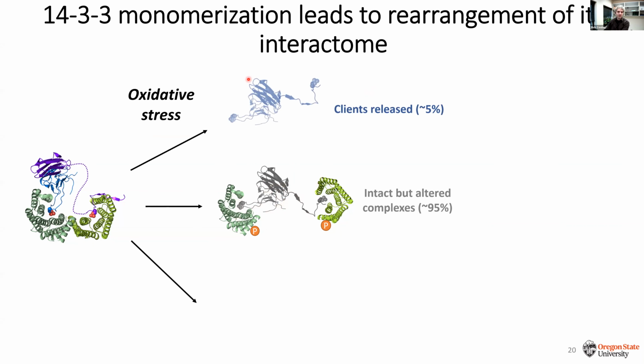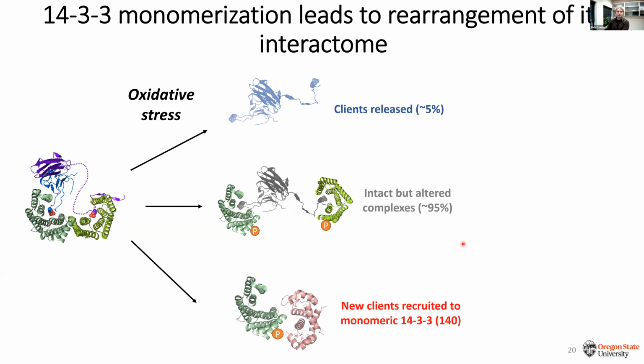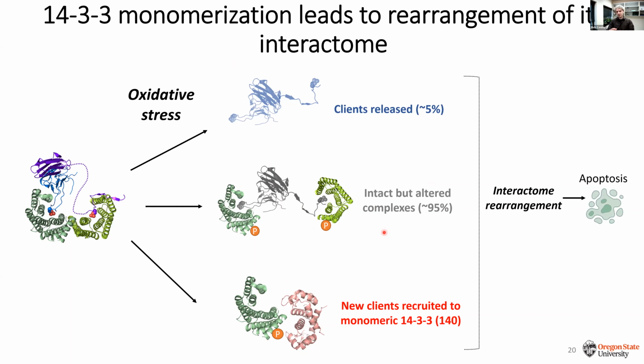But we have about 5% of the clients that do get released, and we can see by the identity of some of these proteins that some are pro-apoptotic proteins, so we can now start to see why monomerization might lead to apoptosis. And we have now a whole slew of proteins that selectively bind to monomeric 14-3-3, and a lot of these are also related to apoptosis and protein degradation. So we're trying to figure out how these changes in the interactome ultimately lead to apoptosis. Like I said, we think it's this rearrangement of the interactome that's leading to apoptosis.